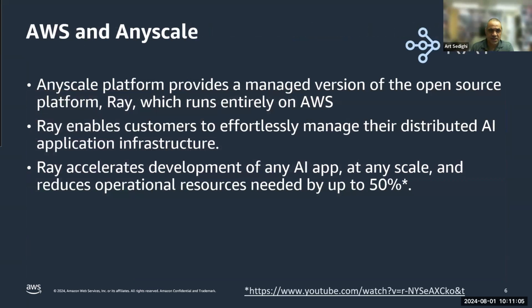To that end, I wanted to take a moment and give a brief introduction to Anyscale. The Anyscale platform is the managed version of the open source Ray product. This can be used to scale and manage distributed AI applications on AWS. It takes the difficult task of infrastructure management of distributed AI applications, and it allows Anyscale's customers to focus on the model and the application itself. Anyscale's platform has been shown to reduce the cost of developing distributed AI applications and reduce the operational expenses of running those applications by as much as 50%.